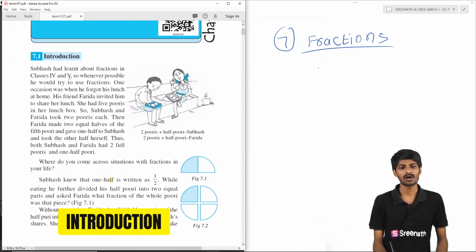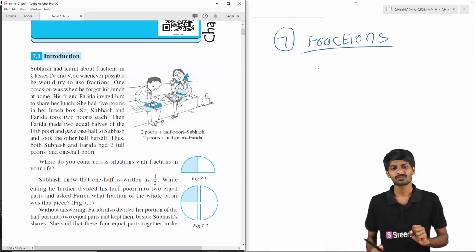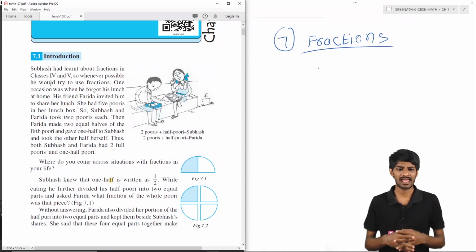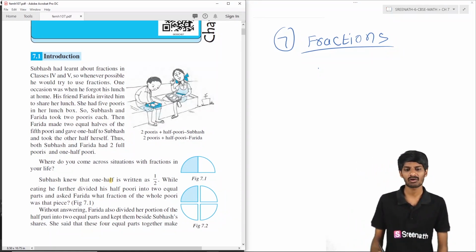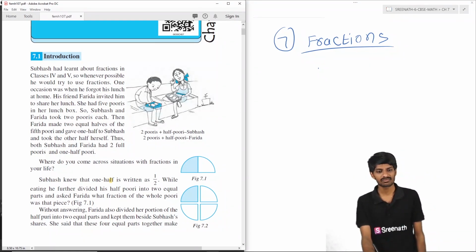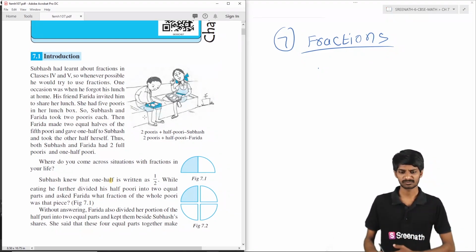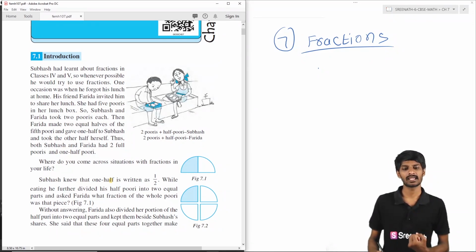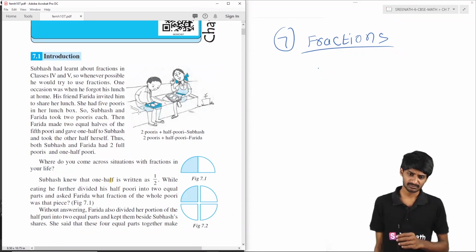So Subhash had learnt about fractions in class 4th and class 5th, students. So whenever possible they use fractions, students. On one occasion, Subhash forgot his lunch, and his friend Farida had brought her lunch, and they shared their lunch. She had taken 5 puris in her lunch box. She gives 2 puris to Subhash and then half a puri to Subhash.